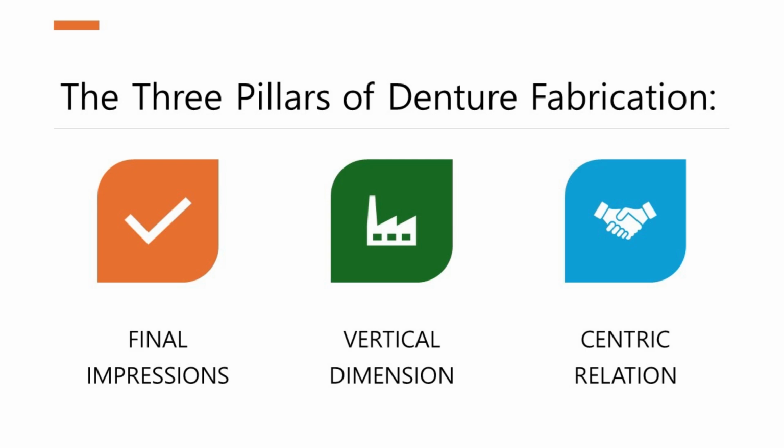Each of these elements plays a vital role in ensuring that the dentures fit perfectly and function optimally for the patient. Final impressions: precision starts here. Final impressions must capture the exact contours of the patient's oral structures, providing the detailed groundwork necessary for designing dentures that fit seamlessly. Without accurate impressions, every subsequent step risks inaccuracy, affecting the overall fit and comfort of the denture.